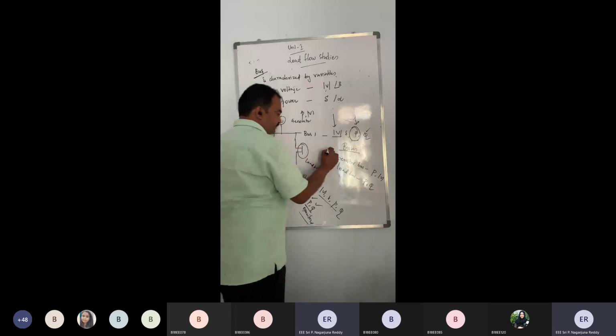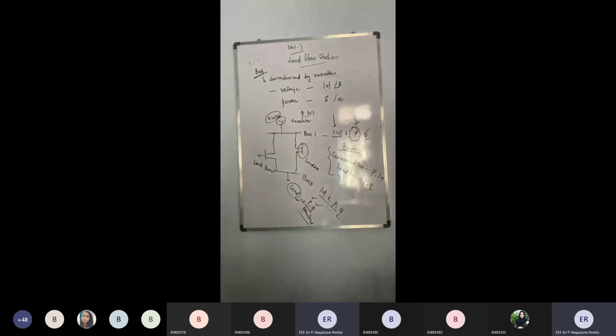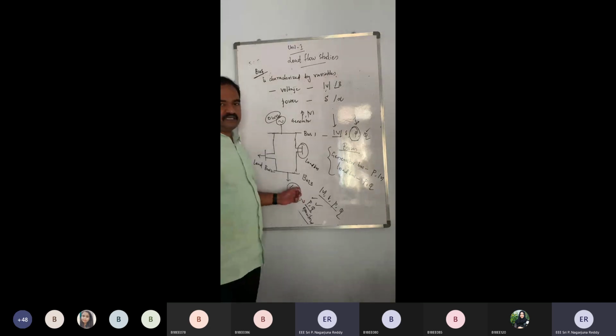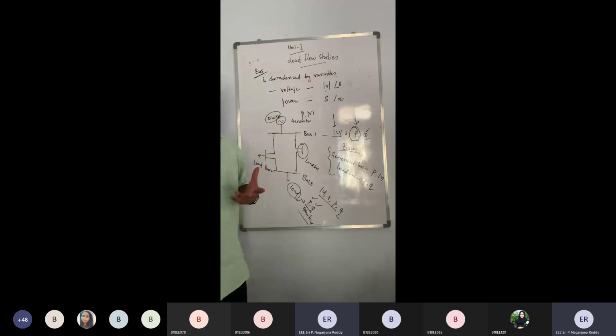So now, what do you mean by generator bus? A generator bus is a bus to which a generator is connected. Then what do you mean by load bus? Can we define it as a bus where load is connected? No, because here load is not connected. So how can we modify the definition now? A load bus is a bus where a generator is not connected. Simple. If a generator is connected, it is called a generator bus. If a generator is not connected, it is called a load bus. Understood now? So now we will go with the classification of buses.